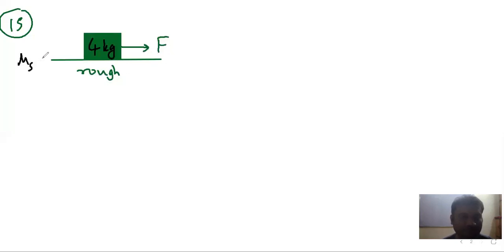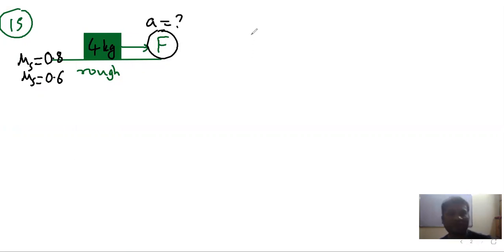mu s is given to us as 0.8, mu k is 0.6. Now it is given that the force continues to act even after the block starts moving. So this force F continues even after the block starts moving. So we have to find the acceleration of the block.